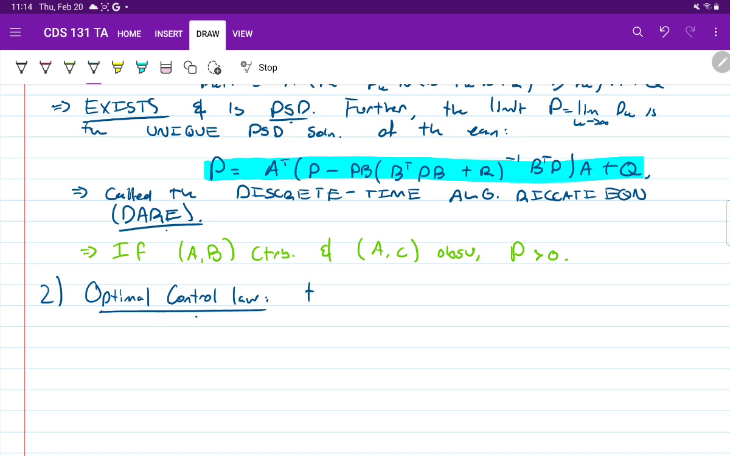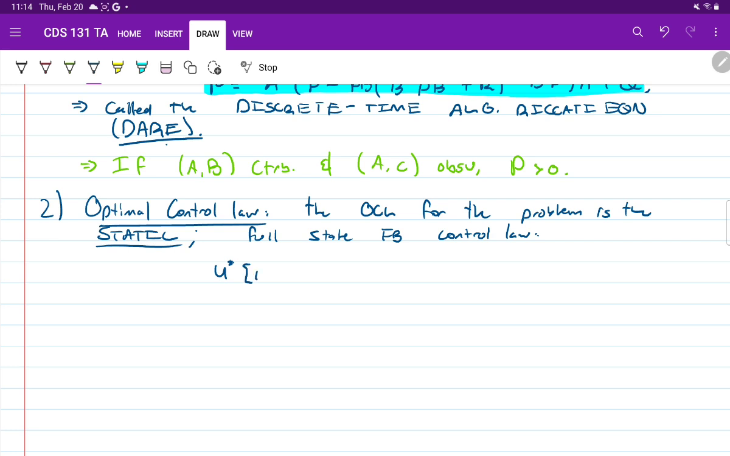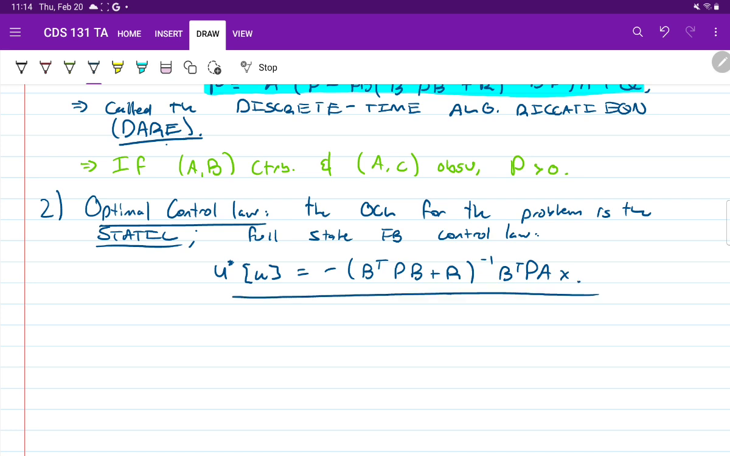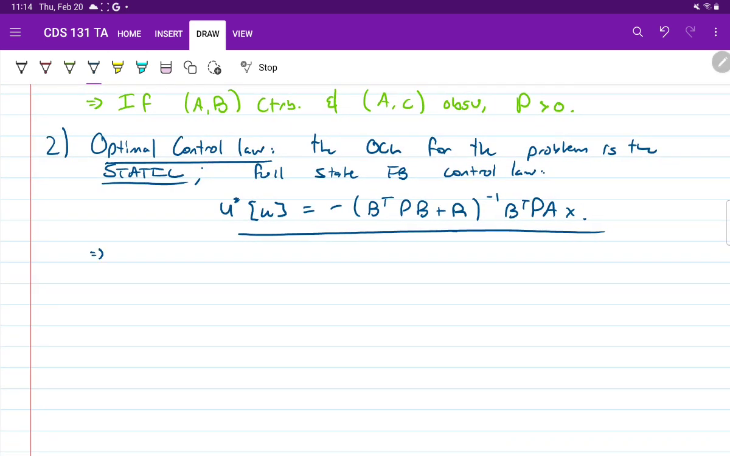The optimal control law for the problem is the static full state feedback control law, which I'll call u star at time k, equals minus (B transpose P B plus R) inverse times B transpose P A times x_k, where P is the unique solution to this discrete time algebraic Riccati equation up here.